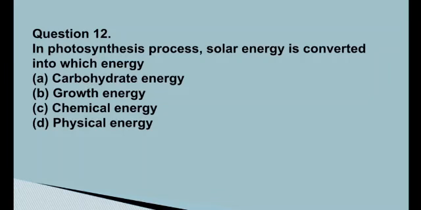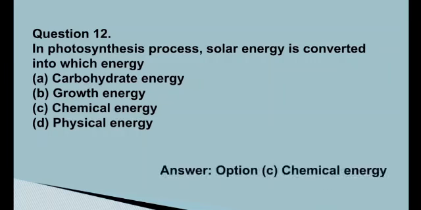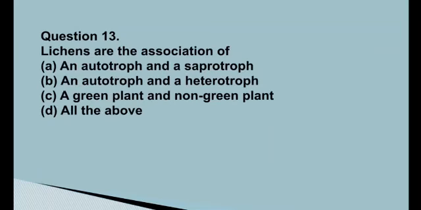Now your options are option A carbohydrate energy, option B growth energy, option C chemical energy and option D physical energy. So in the photosynthesis process, the solar energy is converted into the chemical energy. Yes, option C is the right answer. Now we have question number 13.